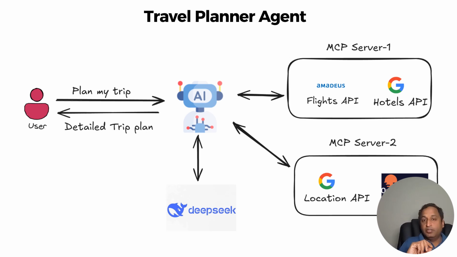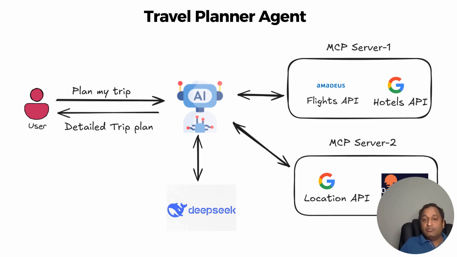So now let's look into the travel planner agent we are going to build to demonstrate MCP capabilities. In this case, we have an AI agent using LangChain. So the user can ask, plan my trip with a start date, end date, destination, and preferences. This AI agent is built using a ReAct model, which does the reasoning and action, the thought, observation cycle.